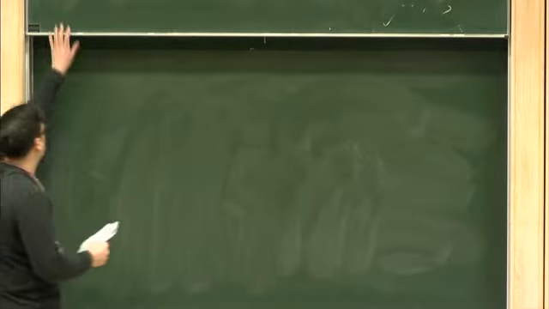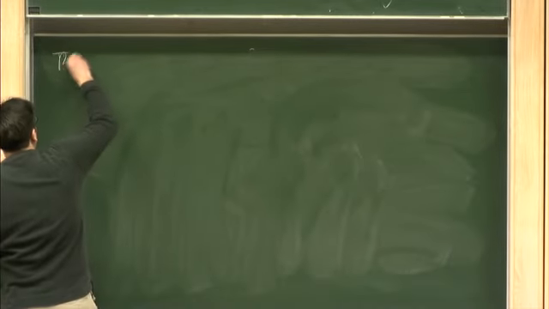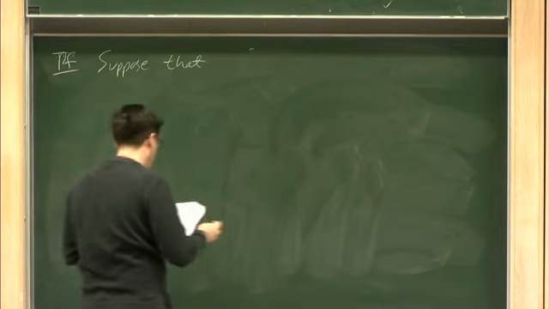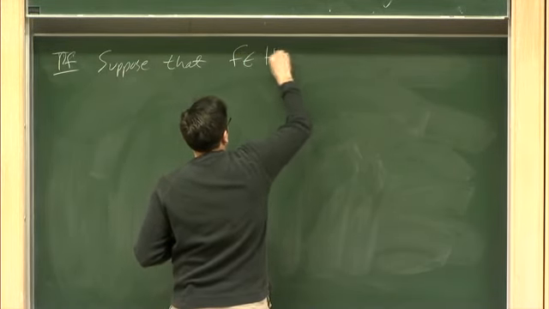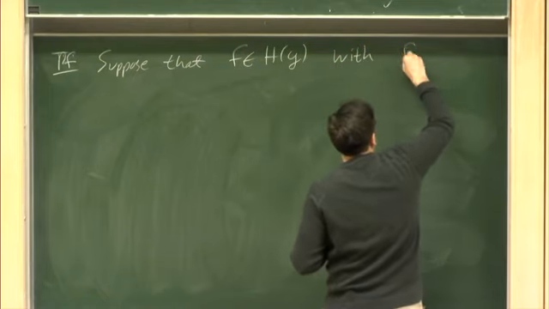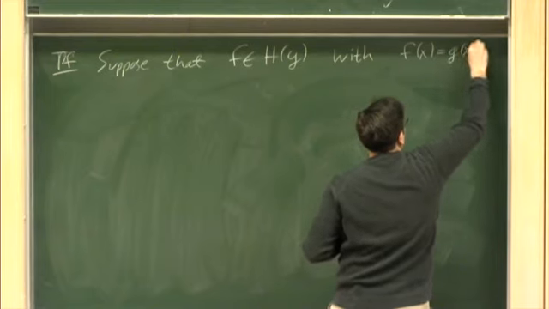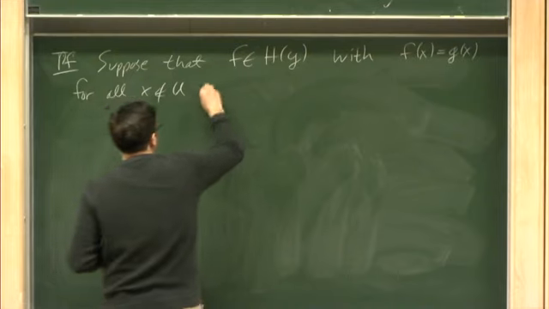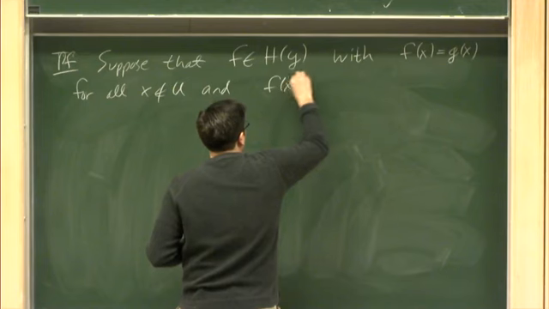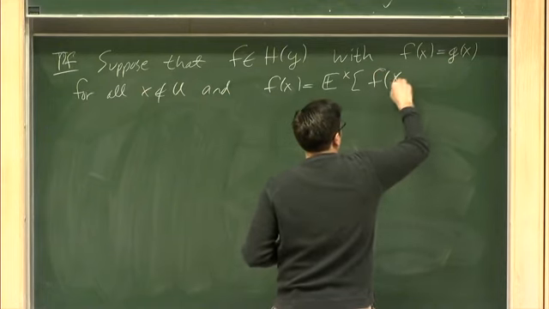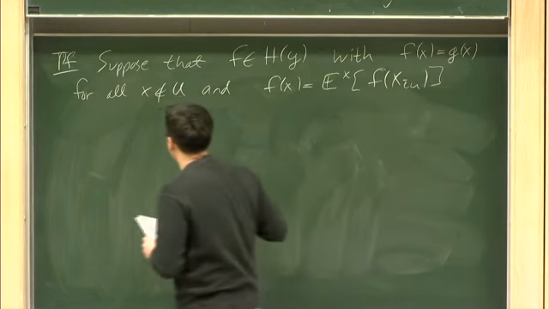So let's just do that. Let's suppose that we have a function f which is in H of g, and we know that f of x is equal to g of x for all x not in U. And we also know that f of x is equal to the expectation starting at x of f of X tau U for all x in U.